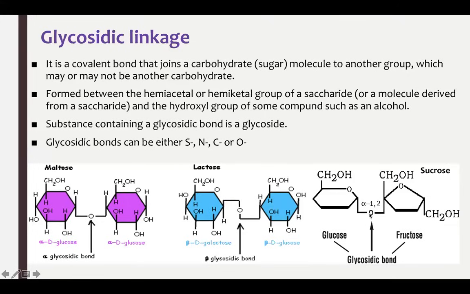And in sucrose, it actually forms an alpha 1,2 glycosidic bond, because this is number 1 and this is number 2. So it is termed an alpha 1,2 glycosidic bond. There are different types of glycosidic bonds, such as S, meaning sulfur, nitrogen, carbon, or oxygen. We'll discuss only the O-glycosidic bond in the carbohydrate part. If you have any question, just ask.